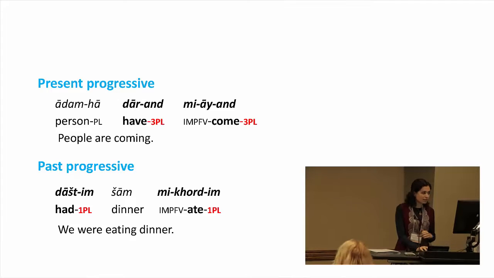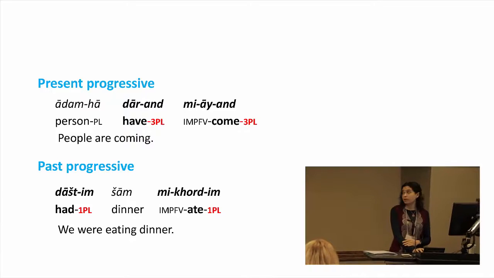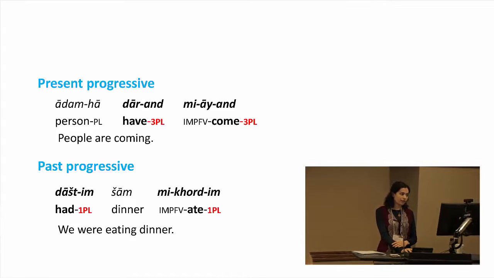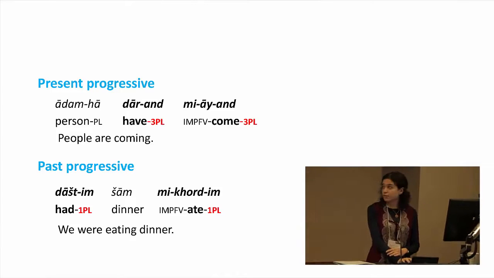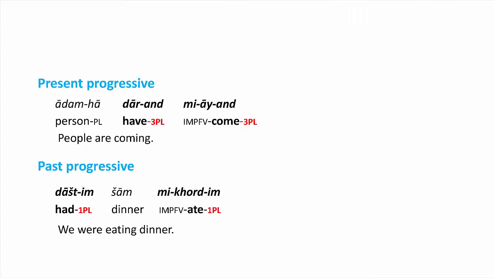But what is the construction like? We use the auxiliary verb have, and then the main verb. Both the auxiliary and the main verb get inflection for person and number, and we have present progressive and past progressive. In present progressive, we have the present stem of both the auxiliary and the main verb, and in past progressive, we have the past stem of the main verb and the auxiliary. For example, people are coming, آدم‌ها دارند میآیند, and we were eating dinner, داشتیم شام می‌خوردیم.